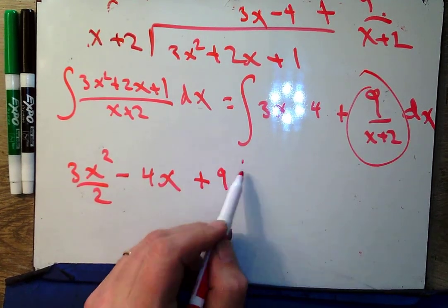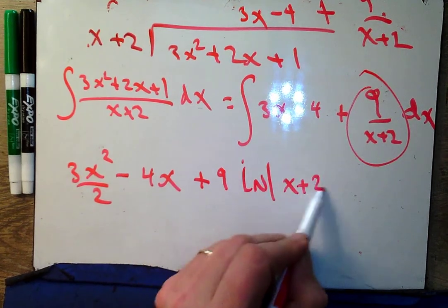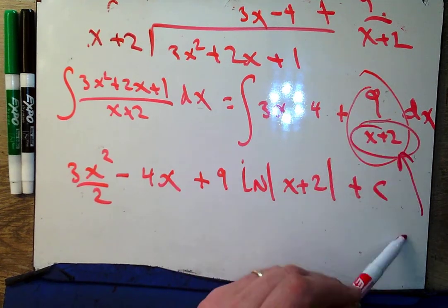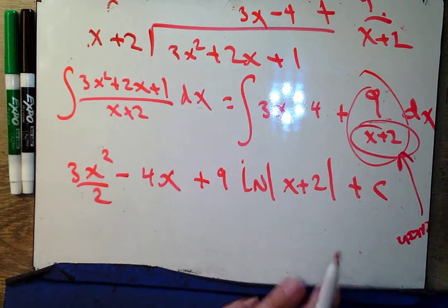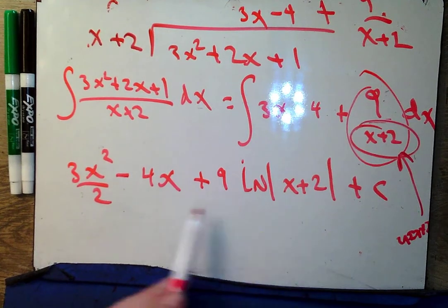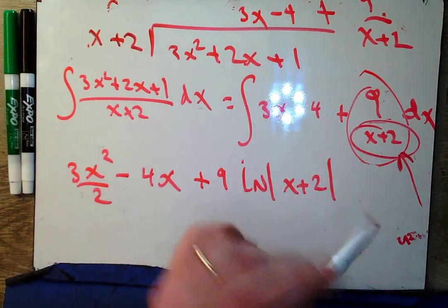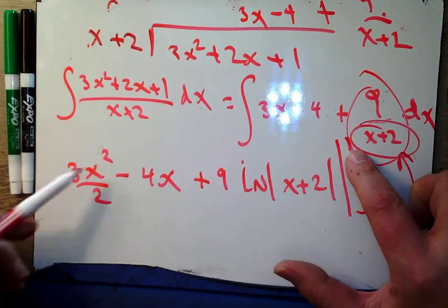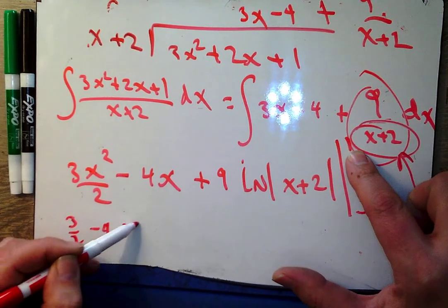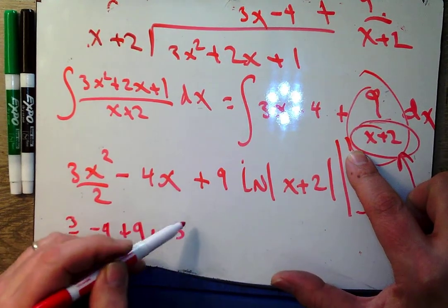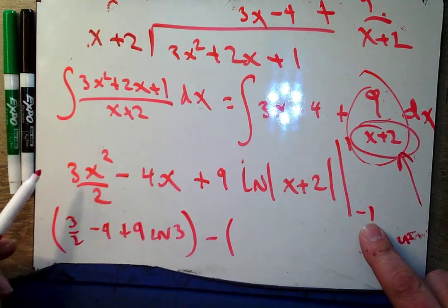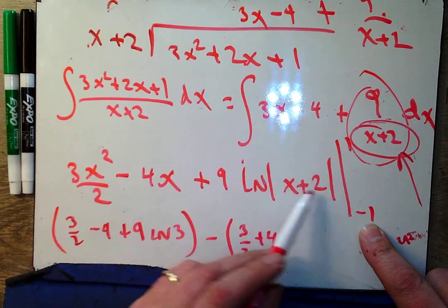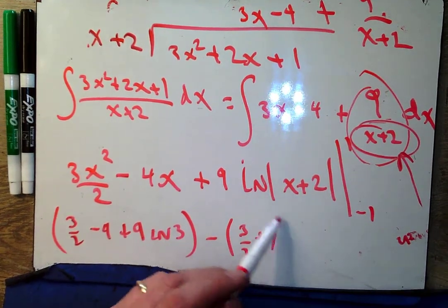And if you're not sure about that being 9 times the ln of x plus 2, then by all means do a u substitution where your u is x plus 2. All right? This was an evaluate problem. We're evaluating from -1 to 1. So if I plug in a 1, I get 3 halves minus 4 plus 9 ln of 3, minus, I plug in a -1: 3 halves plus 4. ln of 1 is 0. So that's that.